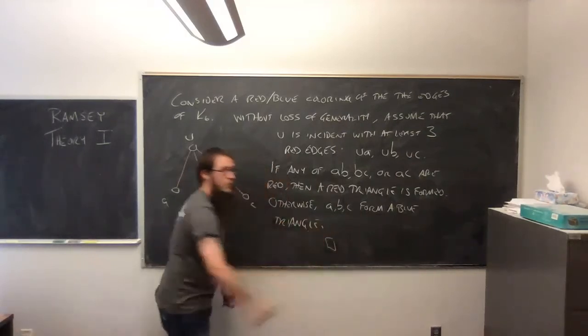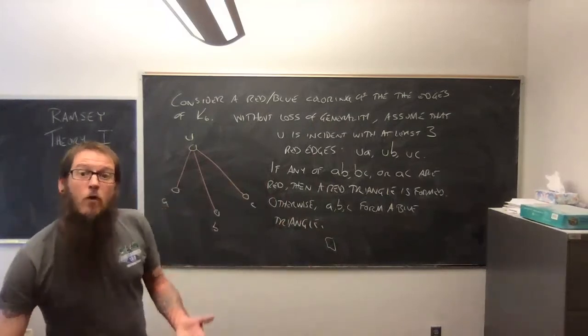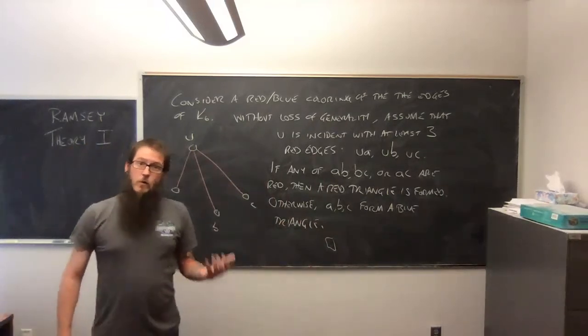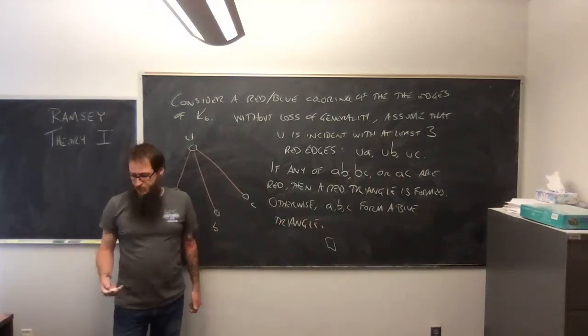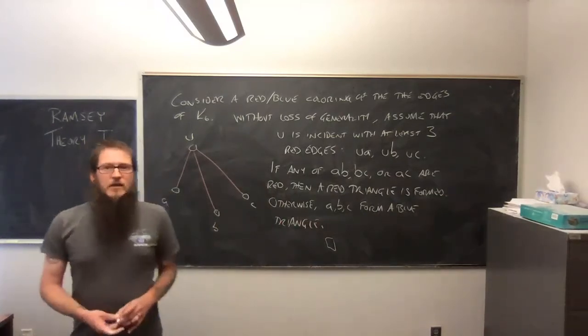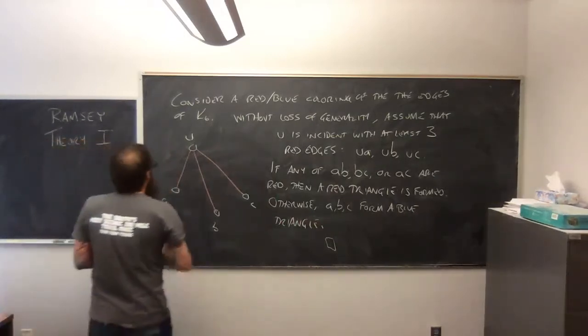And that completes our proof. 6 is enough to force it. And 6 is the smallest number for which it occurs, because we can come up with one example on 5 where that doesn't happen. So this leads us to actually defining what a Ramsey number is. So let me give you that definition.